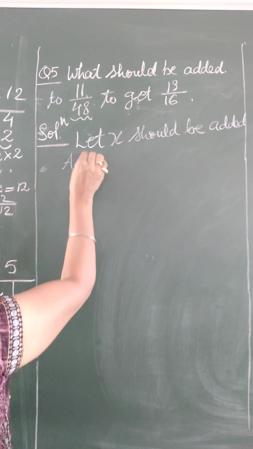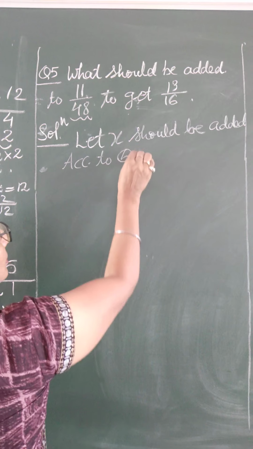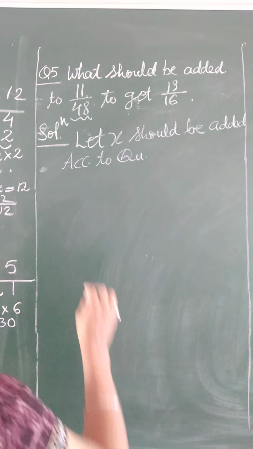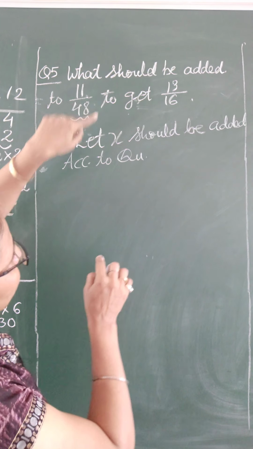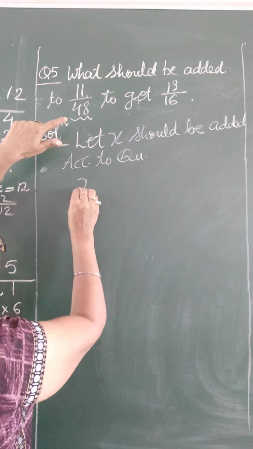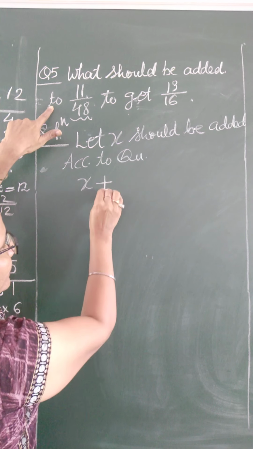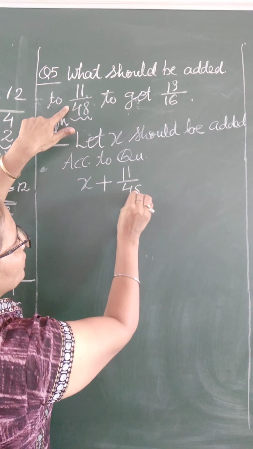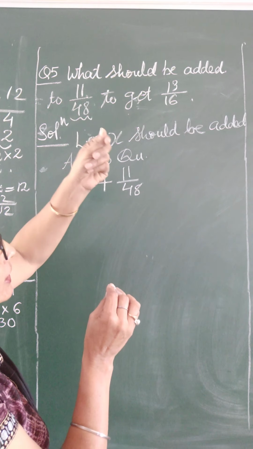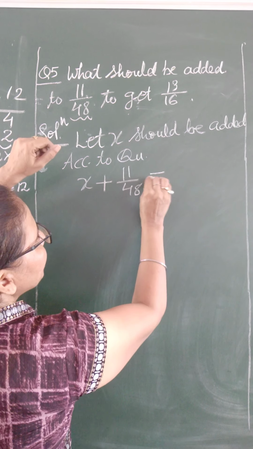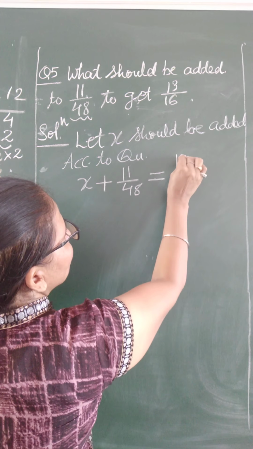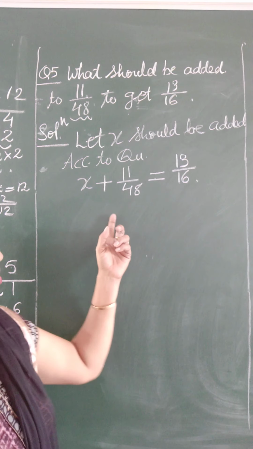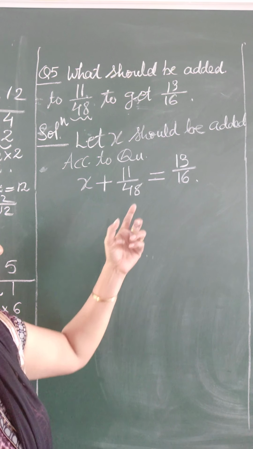Now we will write according to question. You have to write according to question, or you can write according to condition. So according to question, what should be added? We have taken x should be added. So if x should be added, added means plus, to what? You have to add this in 11 by 48 to get, means we are getting. What we are getting, that always we write after equal to. So we are getting 13 by 16.